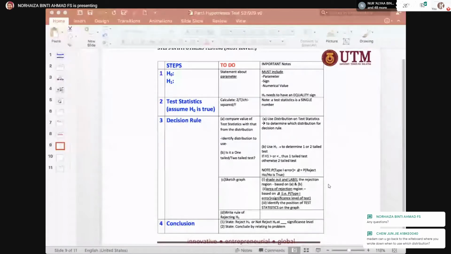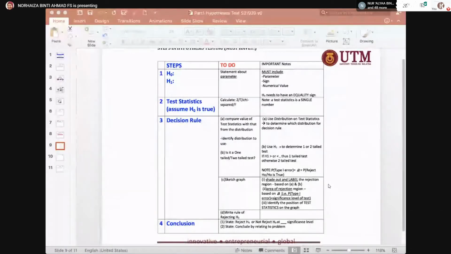Can you go back to where you wrote down when to use which distribution? Wait, I'm going to put up an updated version of the slides with all the things that I've mentioned just now.